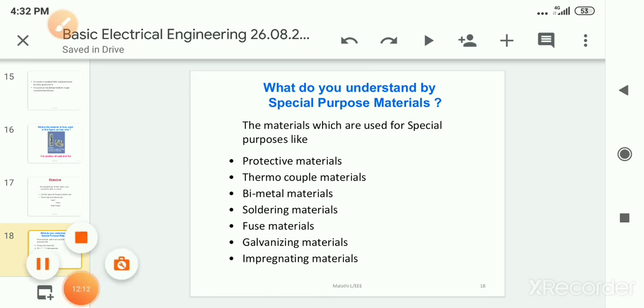You can follow the same thing in your textbooks also. Okay, in the next section we will discuss all these types of special purpose material. I have just given the introduction only.